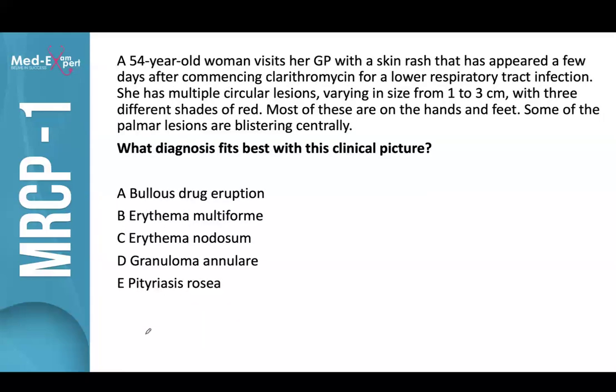Next question. A 54-year-old woman visits a GP with a skin rash that has appeared a few days after commencing clarithromycin for a lower respiratory tract infection. She has multiple circular lesions varying in size with 3 different shades of red. Most of the lesions are on the hands and feet. Some of the palmar lesions are blistering centrally. There is only one diagnosis for this description. What is it called? A, B, C, D, E. What is the diagnosis here, doctors?